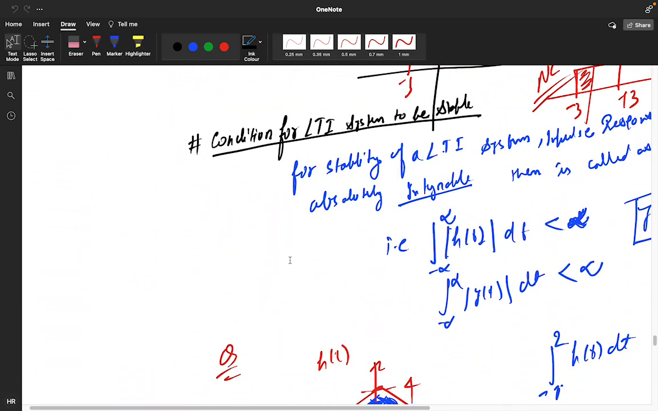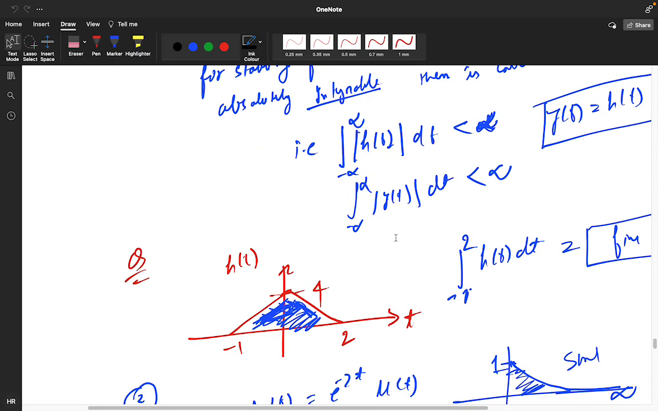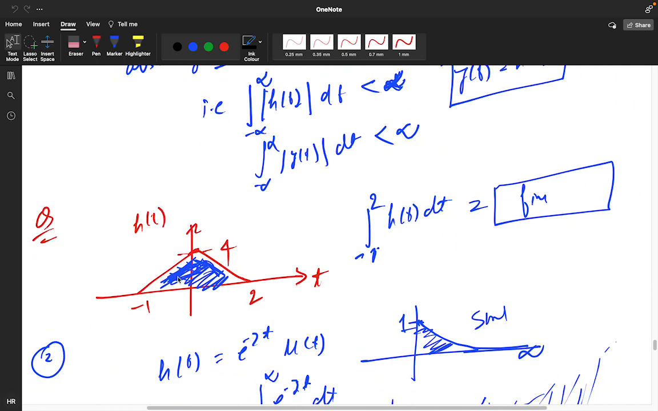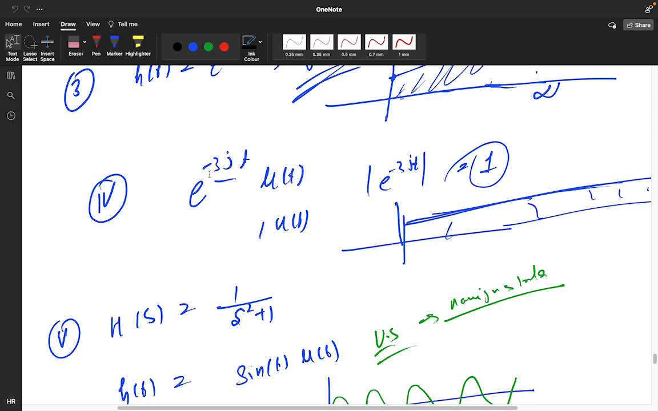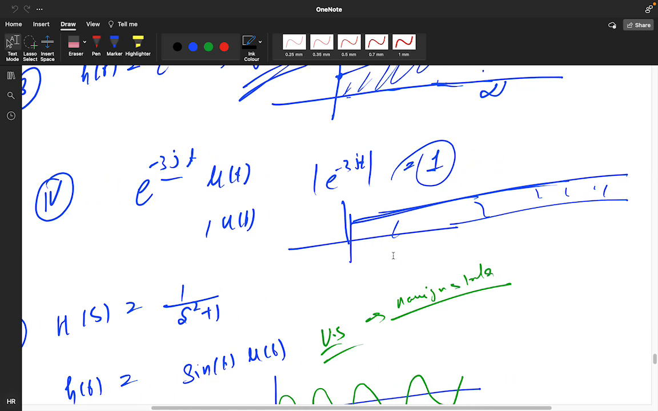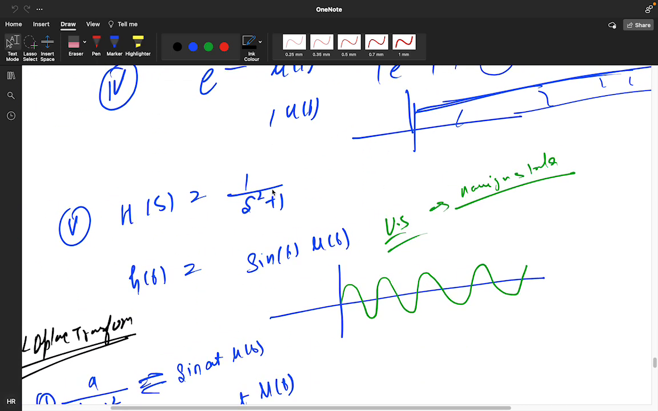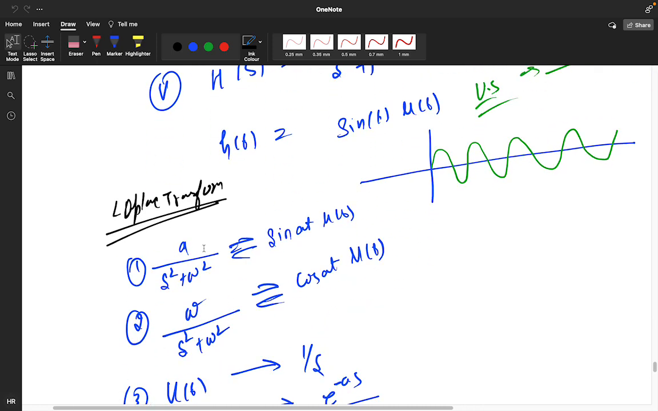Okay, and for calculation of whether the system is stable or unstable, if you are getting the h of t finite area, then the system will be stable. If you are getting the infinite area, then the system will be unstable. So for this you need to apply the integration. Okay, so these things we did. If the imaginary term is coming, e power minus 3jt, you need to take the mod value. Here if you take the mod value, you will get u of t. So u of t means you are getting the one from the infinite at infinite point. So this is marginally a stable system, but in the bounded input bounded output criteria, marginally stable system is also unstable.